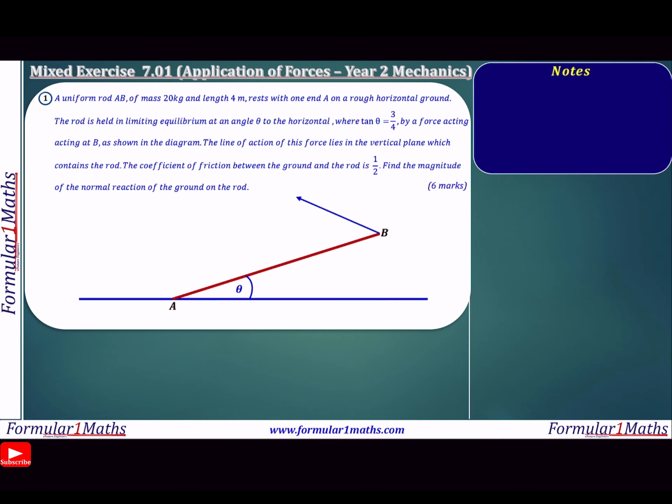Mixed exercise 7.01 is an application of forces. A-level applied maths, mechanics, year 2. We've got 2 questions. Question 1.